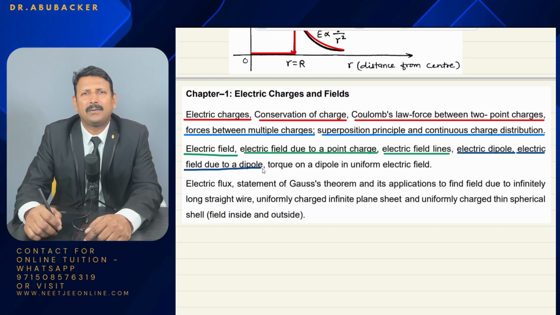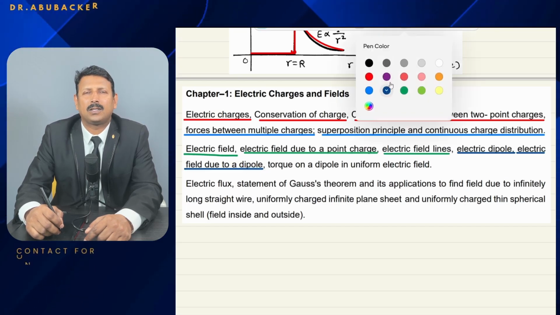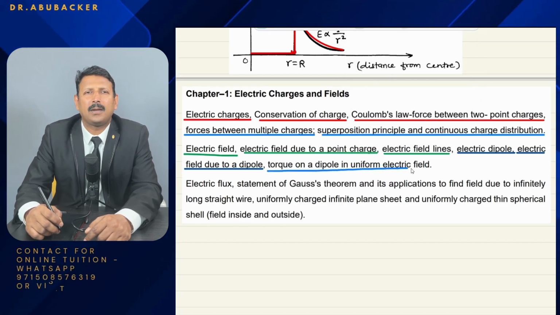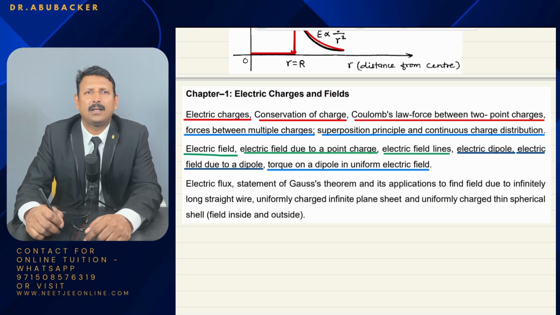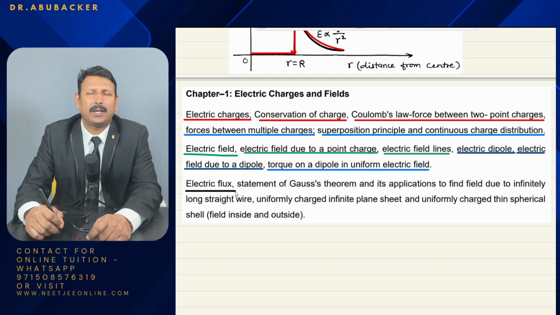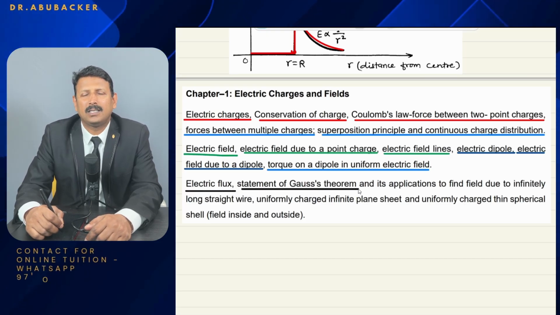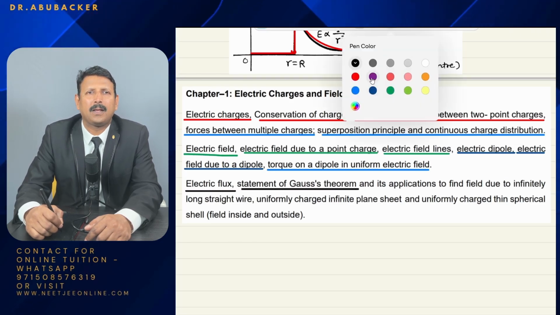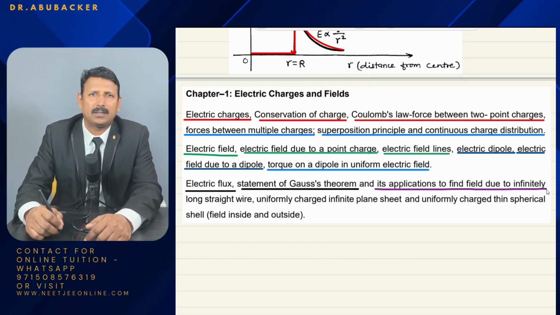Then in our next video, electric dipole and electric field due to a dipole were covered. There are two videos actually, because electric field due to a dipole is along the axis and perpendicular axis, so I made 2 videos. And torque on a dipole in a uniform electric field, one video made. Next, electric flux, statement of Gauss's theorem and proof, one video was there.